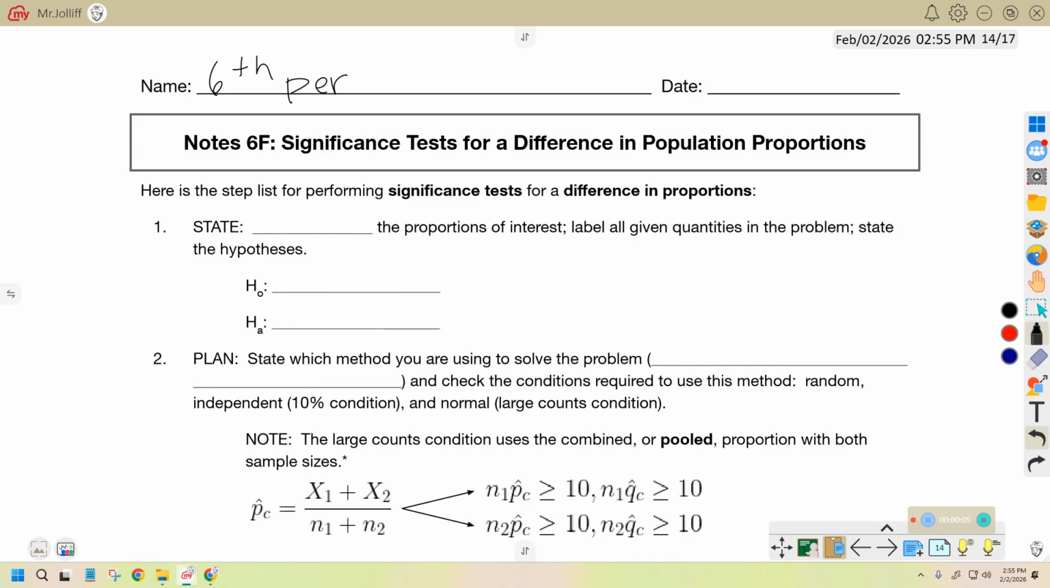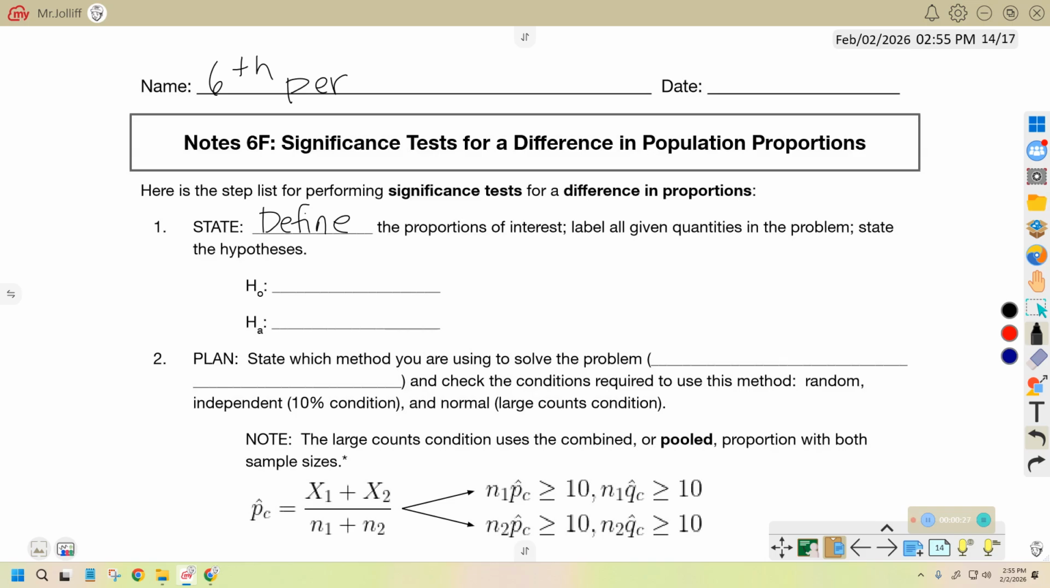All right, so we know how significance tests work. We did them last week. State, plan, do, conclude. First thing we do in state is define our proportions of interest. In this case, there are two of them. P1 equals some stuff in words. P2 equals some stuff in words.